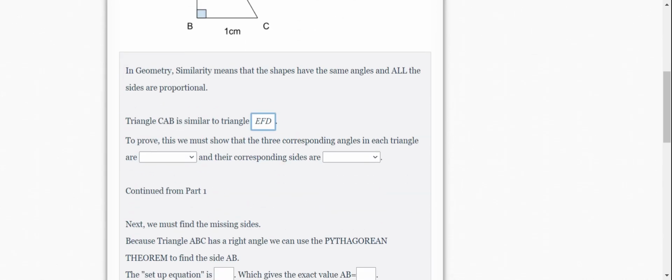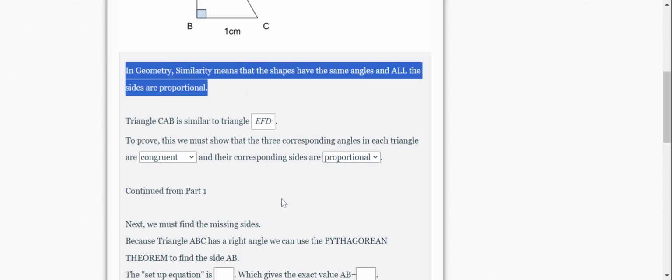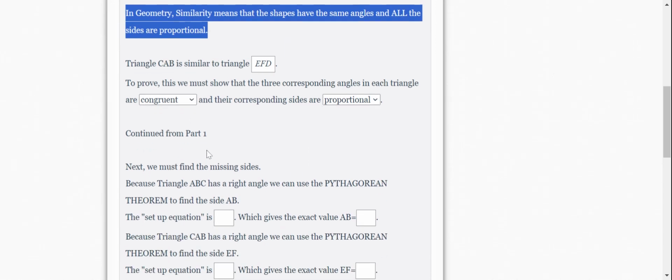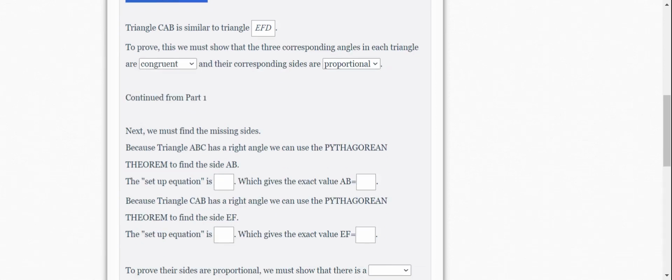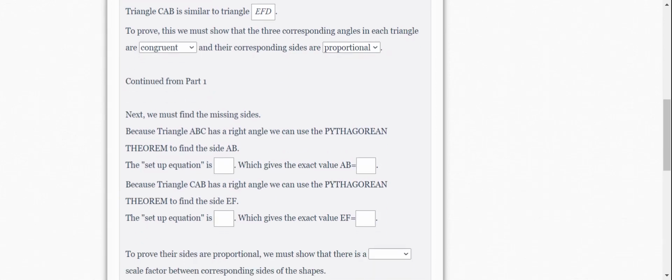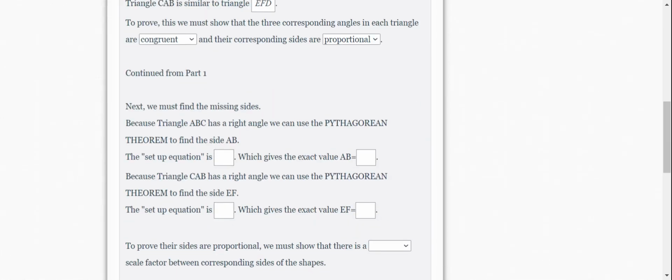To prove this, we must show that the three corresponding angles in each triangle are congruent and their corresponding sides are proportional. Once again, that's from this definition up here. We're just trying to count that in so you guys are very comfortable with those two parts of similarity. In the last part, we proved that the angles were the same. Now we have to prove that the sides are proportional. To do sides, we're going to use the Pythagorean theorem.